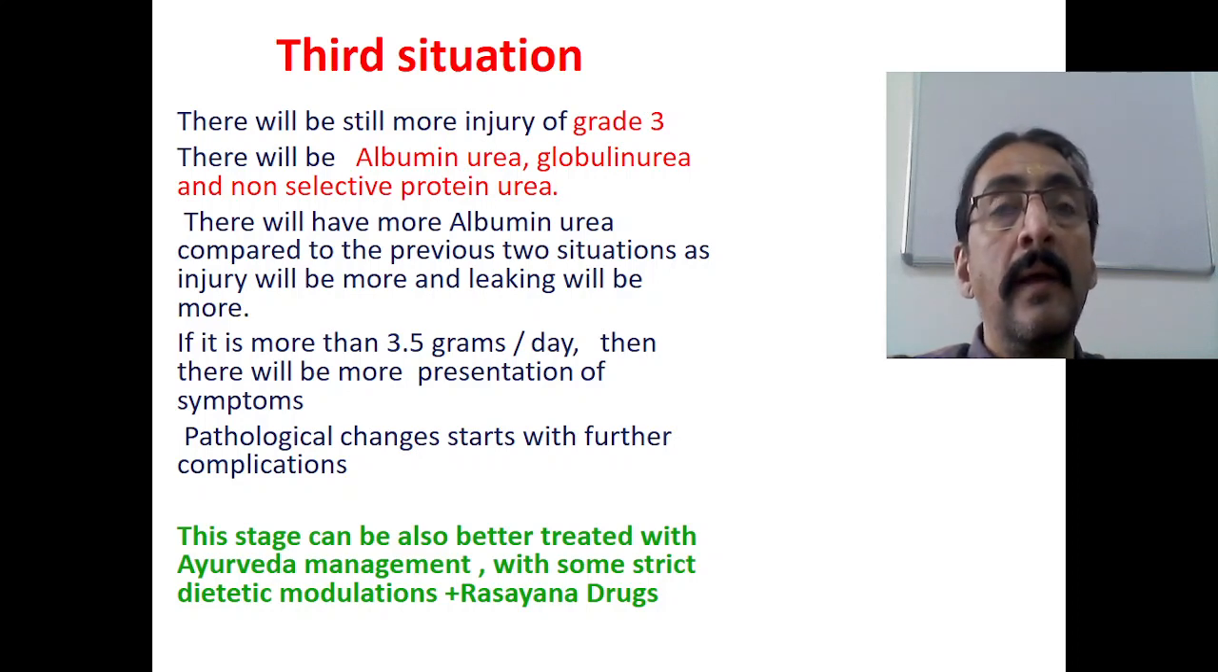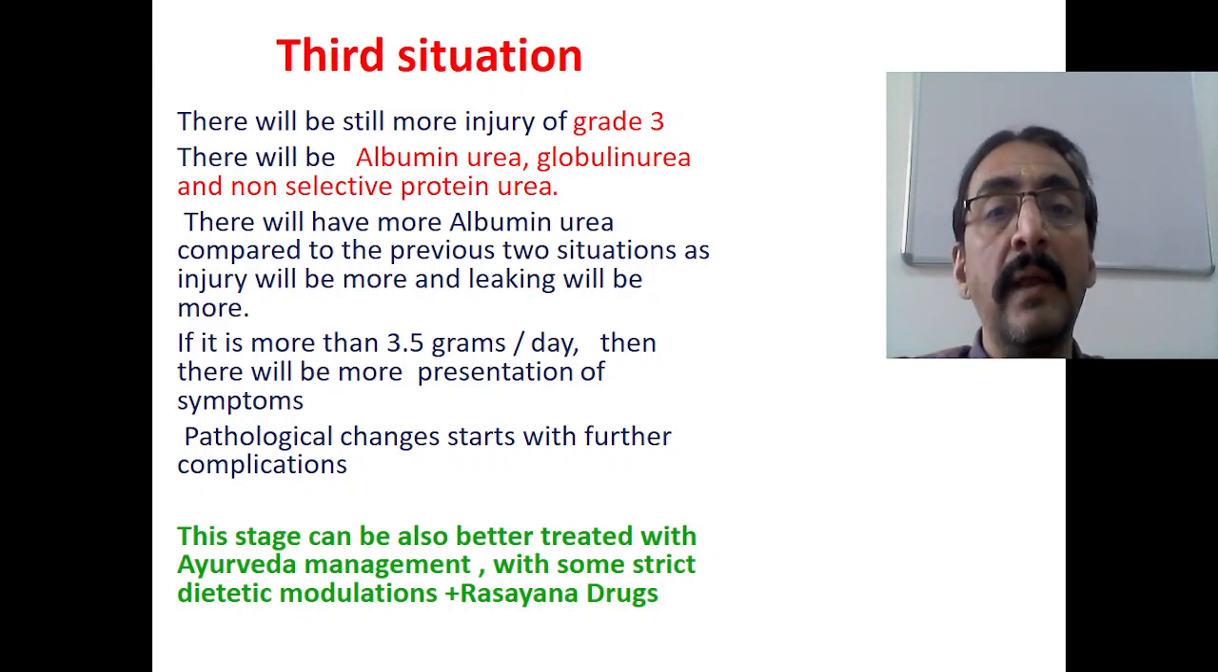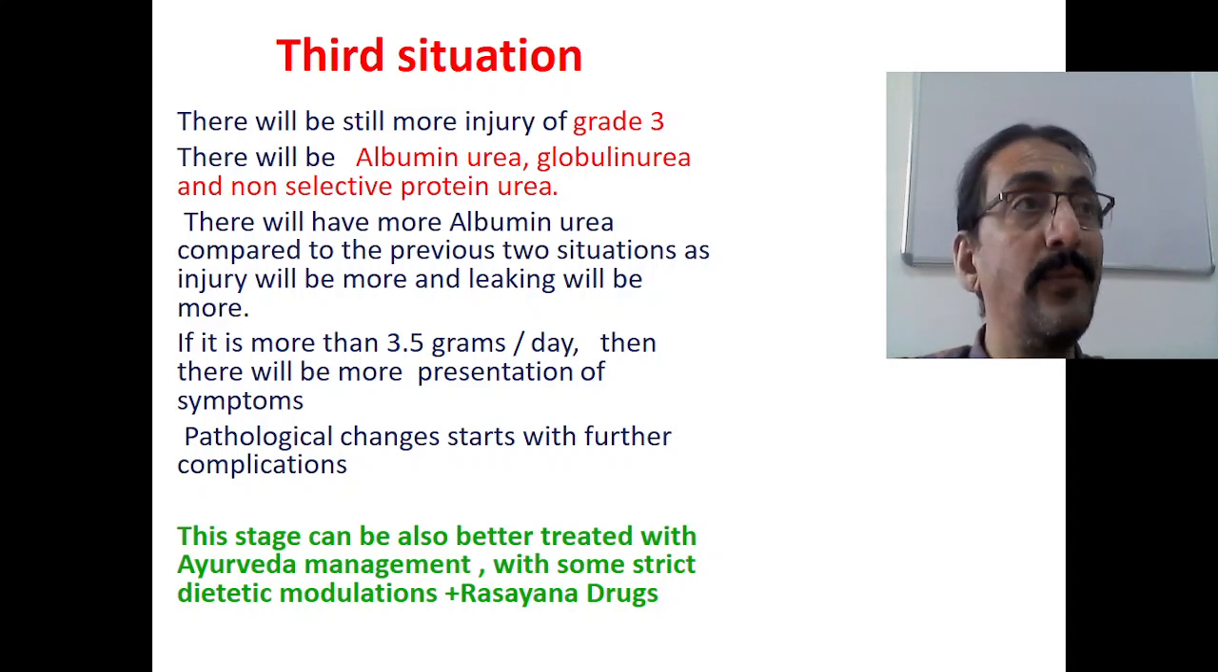Now, in the second stage it is called non-selective proteinuria because more and more proteins are going along with albumin; globulin is also going. In the third stage there will be still more injury. If it is autoimmune, the injury is continuously progressive, so at grade 3 there will be albumin going out and globulin going out, and it is called non-selective proteinuria. There will be more albuminuria compared to the previous two situations, as the injury is more and the leaking is also more.